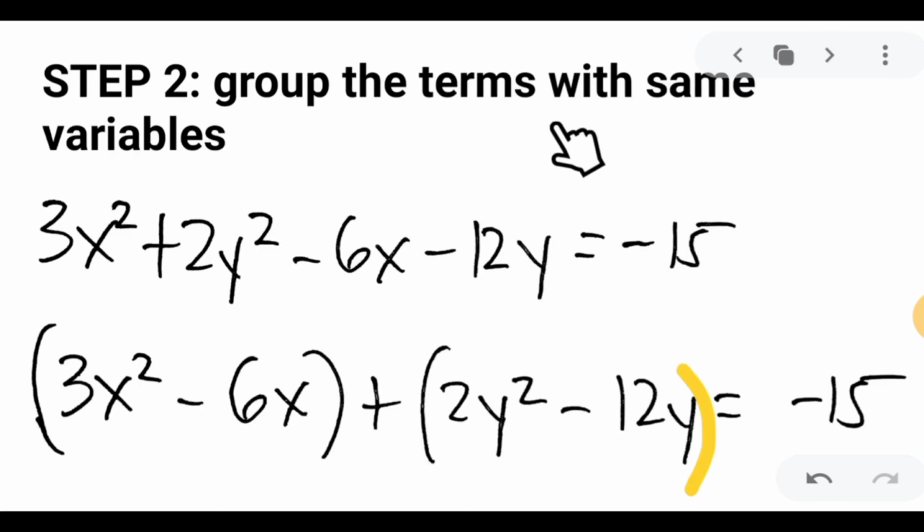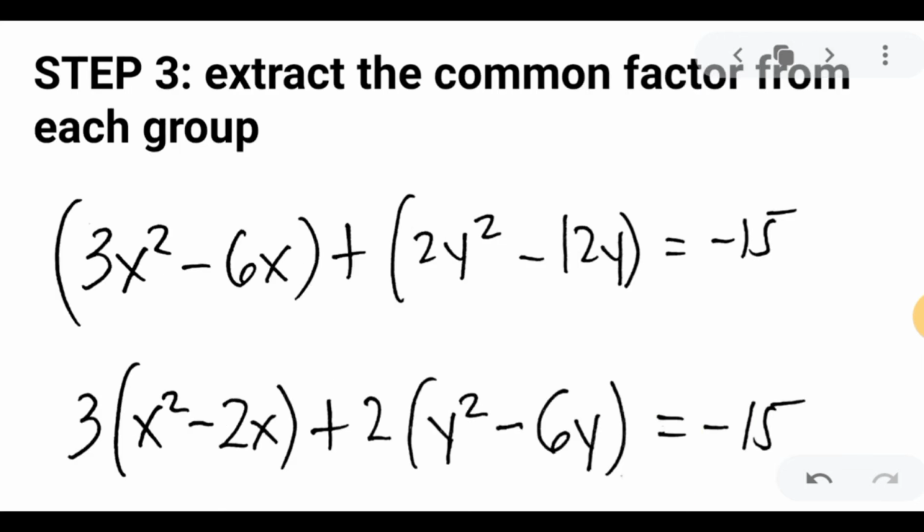Step 2, you have to group the terms with the same variables. So, that is 3x squared minus 6x, same letters here, plus 2y squared minus 12y here, and then equals negative 15. For step 3, you have to extract the common factor from each group. Here, the common factor that we have here is 3, such that you will be able to know that is correct. If you multiply that here, you will have the same answer as well.